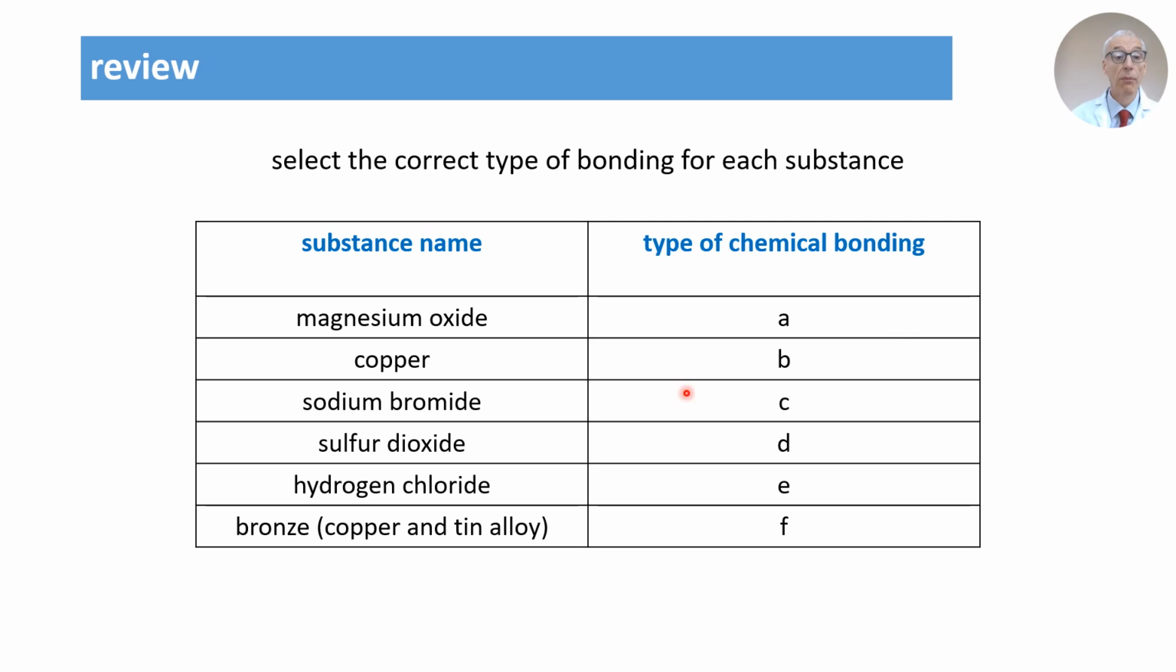Okay, so magnesium oxide is a metal and a non-metal. So that, of course, will be ionic. Copper is a metal, so that'll be metallic. Sodium bromide, well, that's metal and non-metal. Sulfur dioxide, those are two non-metals, so covalent. Hydrogen chloride, the same, two non-metals. And then an alloy, of course, contains metals only, so that would also be metallic.